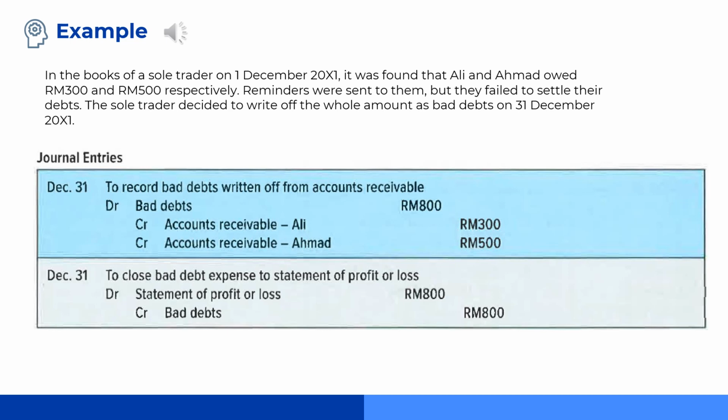First, you have to record bad debts written off from account receivable, meaning deduct the bad debt portion from the account receivable. Therefore, you have to debit bad debt account and credit account receivable, Ali 300 and Ahmad 500. So the total debit figure is 800. And then you have to close the expense and transfer it to the statement of profit or loss.